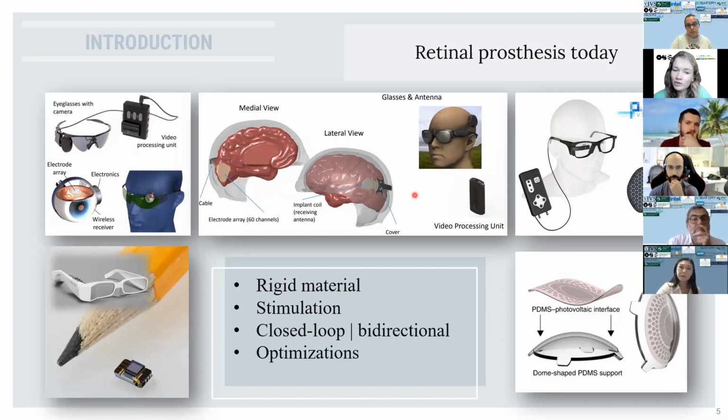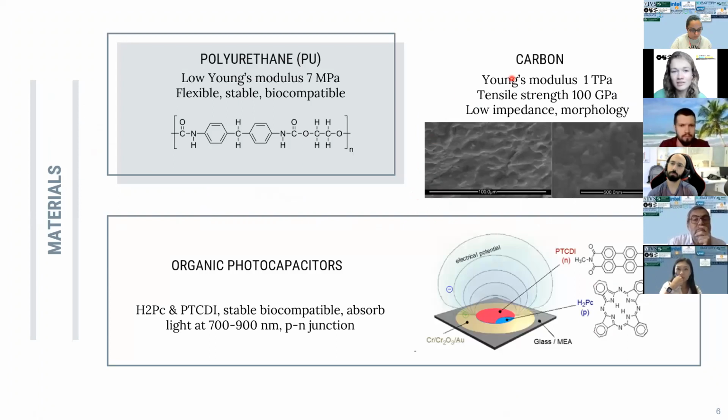And that's why it's important to have closed loop or bidirectional electrodes, so that you could record and stimulate and see what's happening and adjust the stimulation parameters at the moment. So my project is looking to create a soft electrode for neural stimulation or recording, or hopefully both at the same time. And I'm using a soft material, polyurethane, as a substrate, which is soft, elastic, biocompatible and stable.